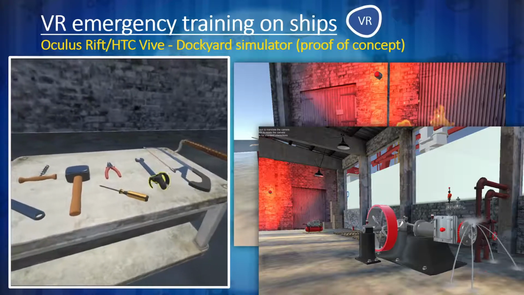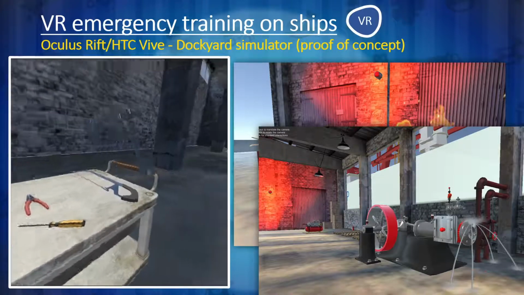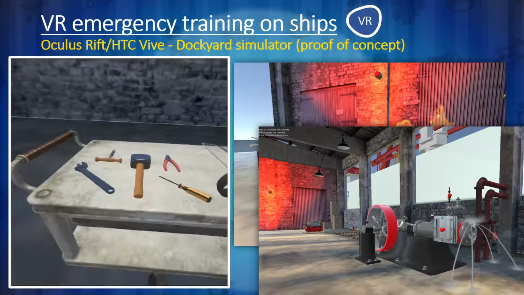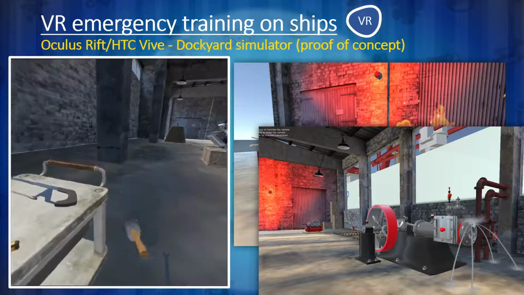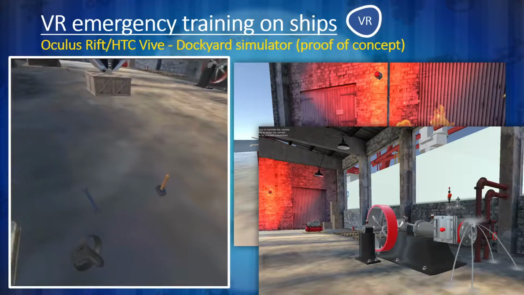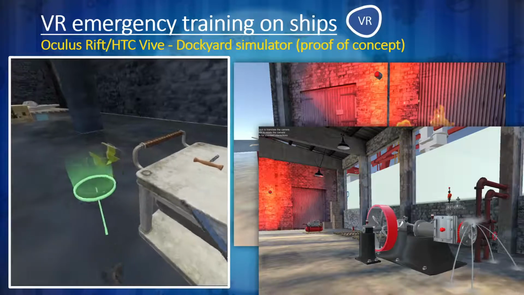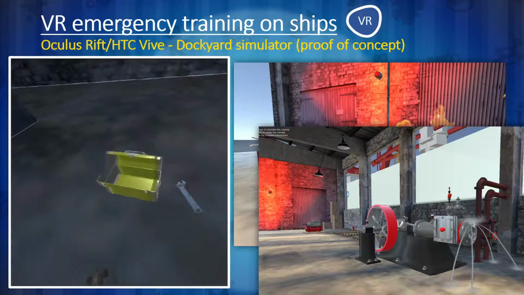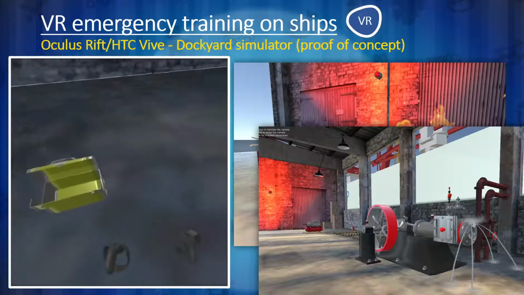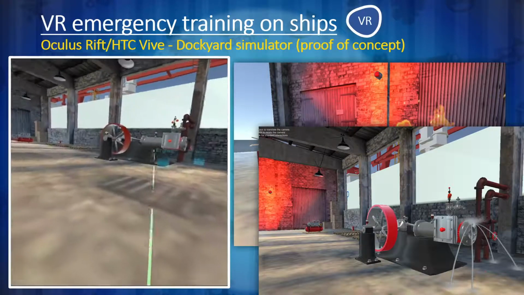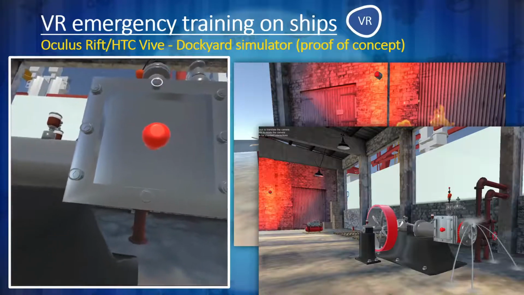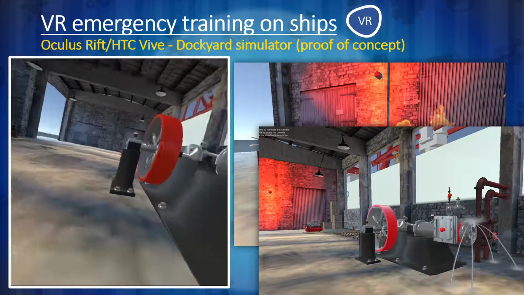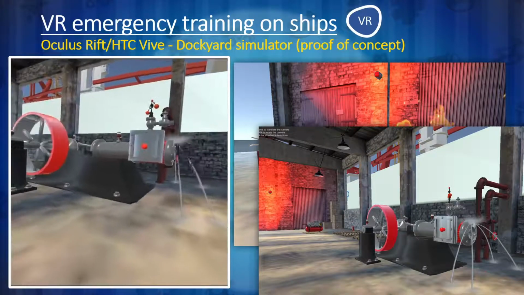Okay, let's teleport to the next point, which is a table with tools. As you can see, we can pick up different tools, we can toss them around, and we can also interact with other objects. We can just move this object and collide with other objects. Let's move on to the next point, which is the water pump.